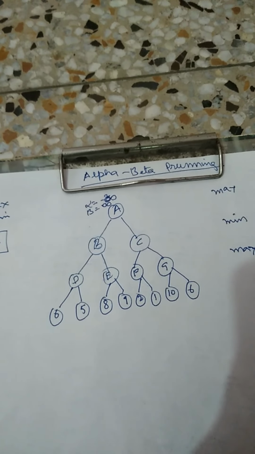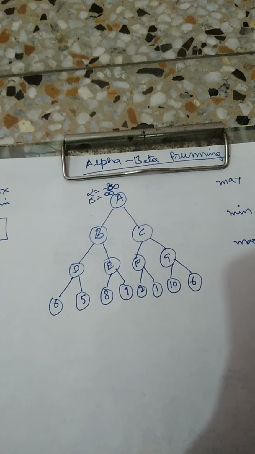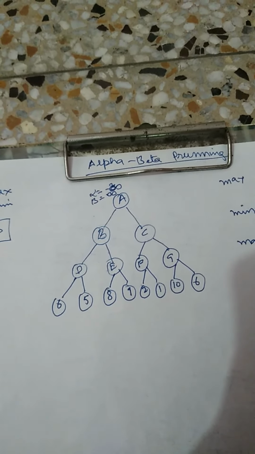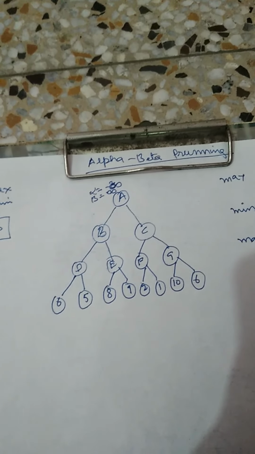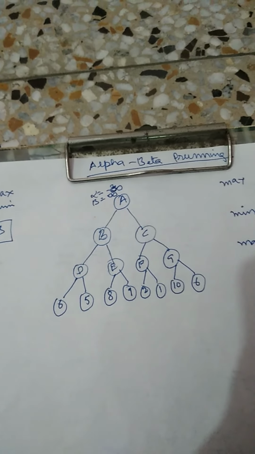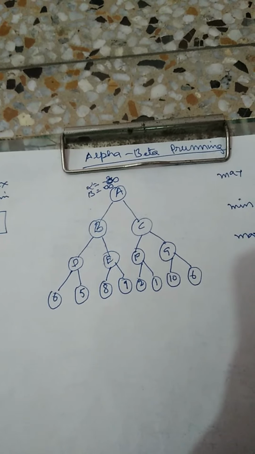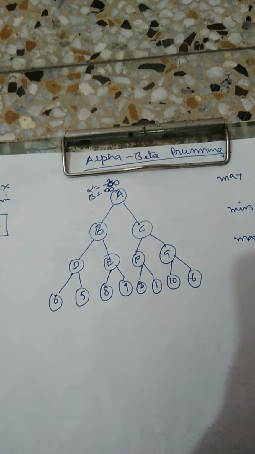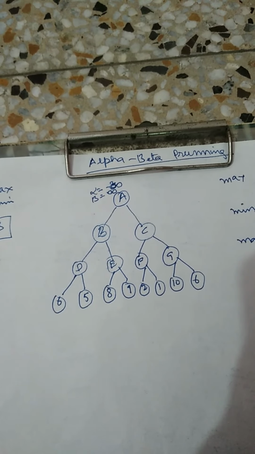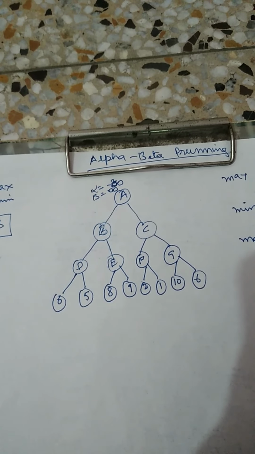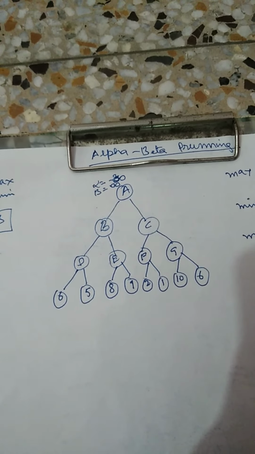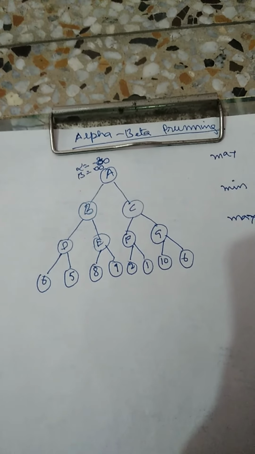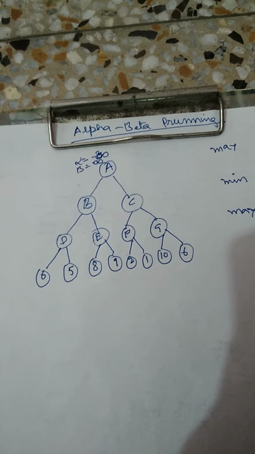We don't care about these branches. Pruning simply means cutting off the branches which don't matter to us. We already have a path which is better than what we would find if we explored them, and it saves time, so it is better than the min-max algorithm. So let's start with alpha beta pruning.